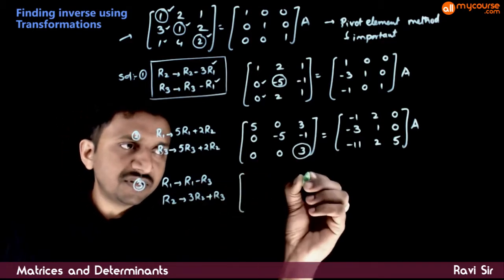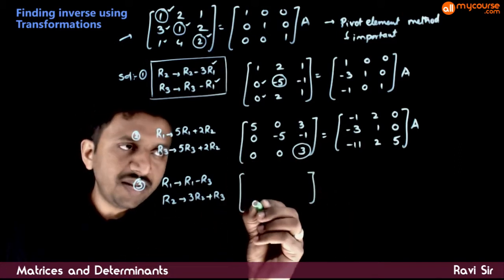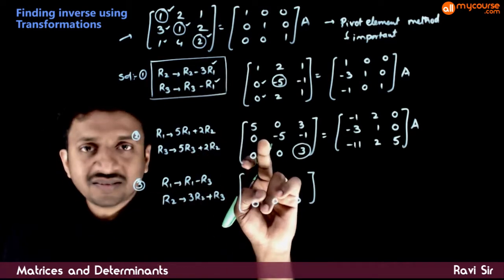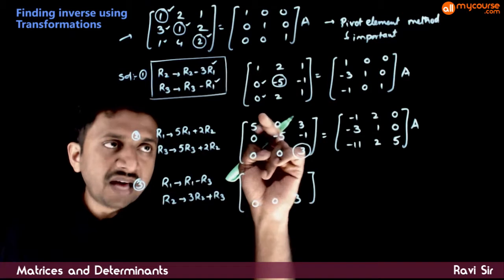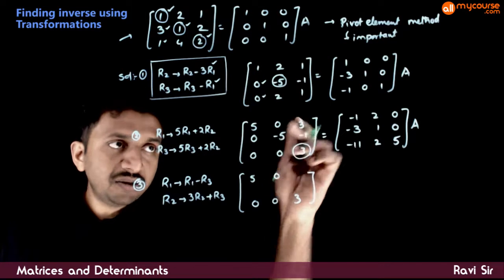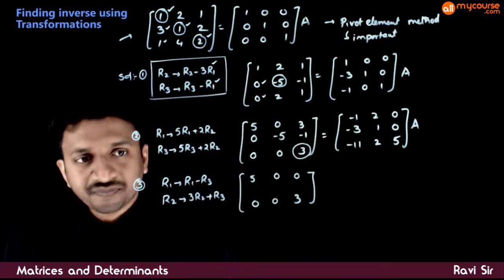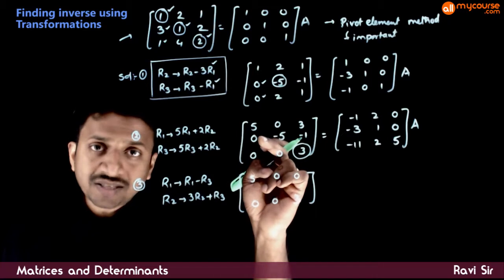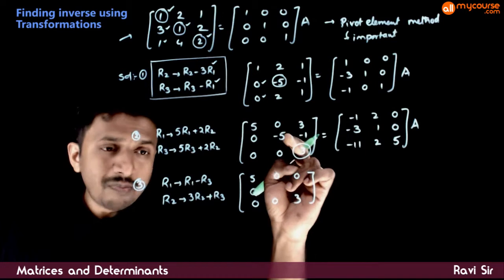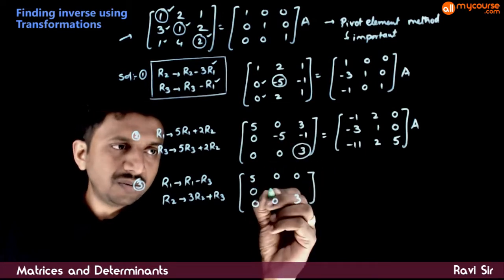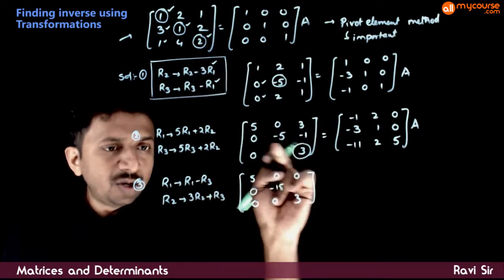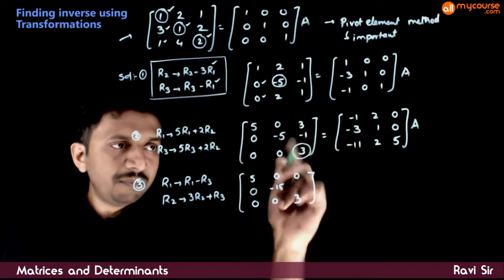So now what happens if I do this? The last row will remain intact, 0, 0, 3. Now what happens to R1? R1 becomes R1 minus R3. So 5, R1 minus R3 is 0, 3 minus 3 is 0. R2 becomes 3R2 plus R3. So 3R2 is 0 plus 0 is 0. 3R2 is minus 15 plus 0. So this becomes minus 15, and R2 becomes 3R2 minus 3 plus 3 is 0.